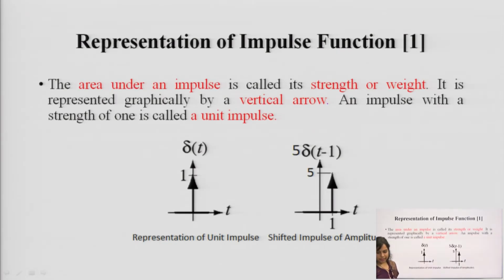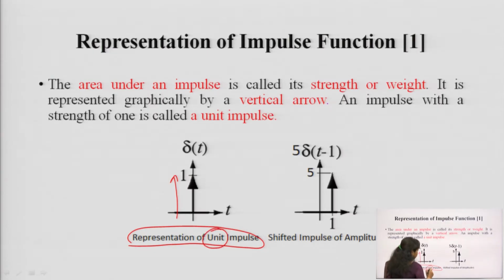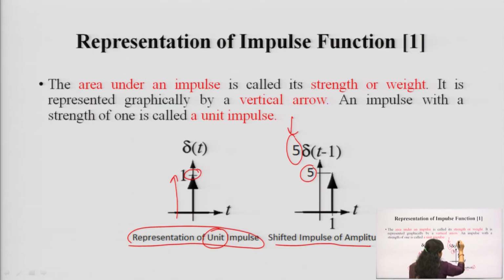Now, next is the representation of the impulse function. What is an impulse function? It is represented by this diagram. You can see it will extend towards infinity, but when the term unit is included, that is unit impulse, its amplitude is restricted to 1 unit. Likewise, here this is a shifted impulse of amplitude 5, which means its amplitude is 5 and it is a shifted version. So, here two operations are used.